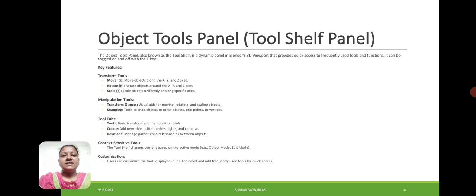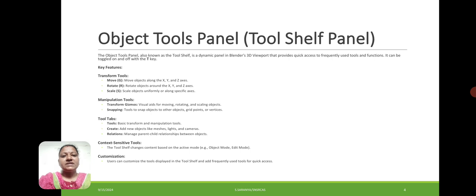Key features. Transform tool. Move. G is the shortcut for moving a particular object. Move objects along the X, Y and Z axis. Next is R. R is the keyboard shortcut for rotating an object. Press the R key for rotating an object. Rotate objects around the X, Y and Z axis. Next is Scale. Scale objects uniformly or along a specific axis.